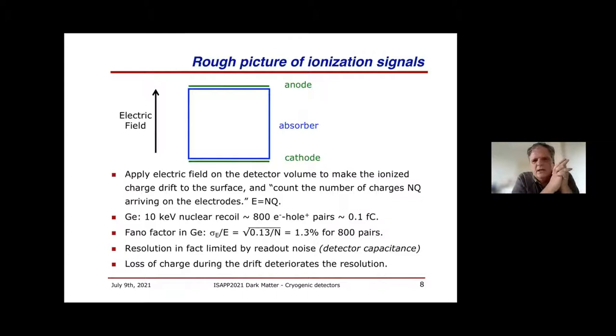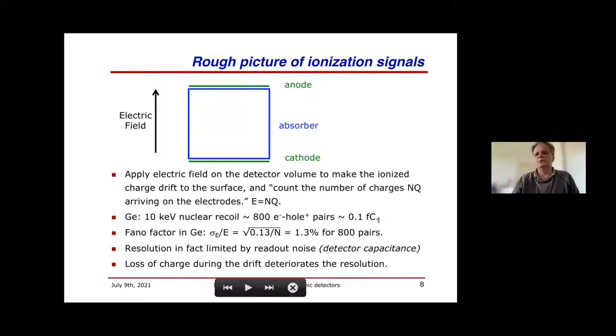So a rough picture of the ionization channel is that you have to create electron hole pairs and you want to collect them. You will apply an electric field on both sides of your detector, and you will collect a certain number of charge, and the signal will just be the charge that you have collected. You will take a gamma ray source to calibrate your detector and give a correspondence between energy and charge. To give an idea, if you have a 10 keV nuclear recoil, you will have some inefficiency in creating electron hole pairs, but you will still nevertheless create something like 800 electron hole pairs, which is a fraction of a femtocoulomb.